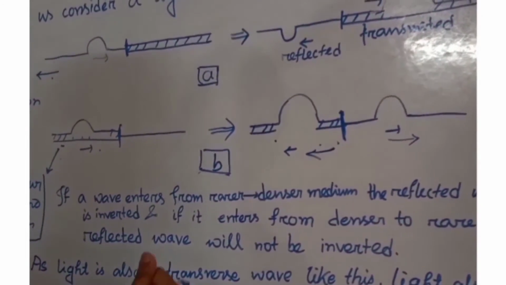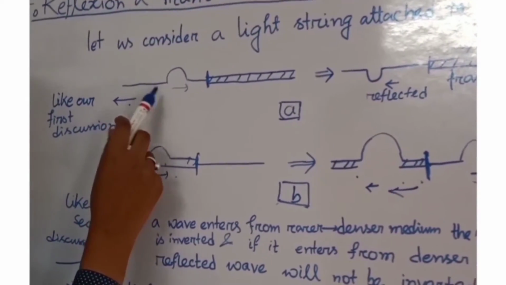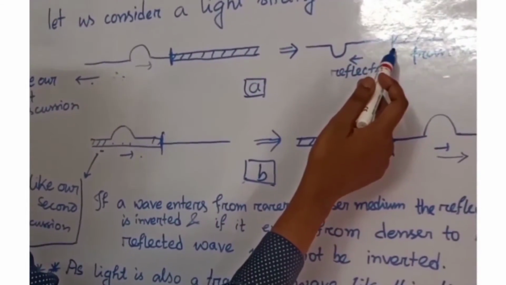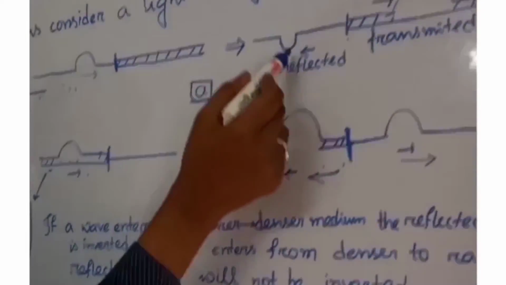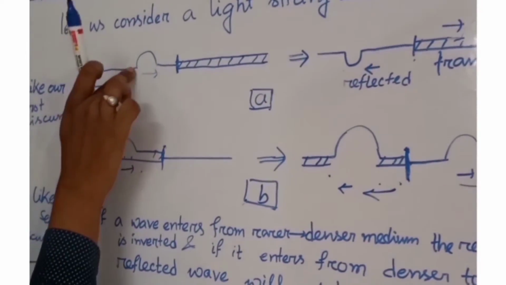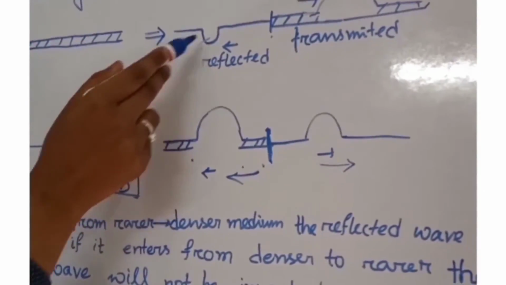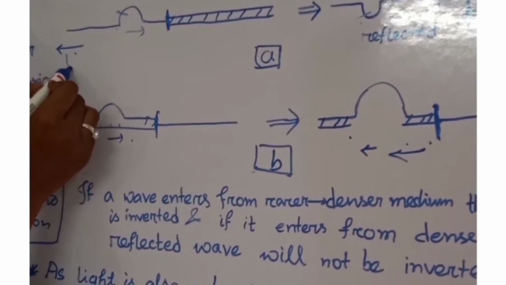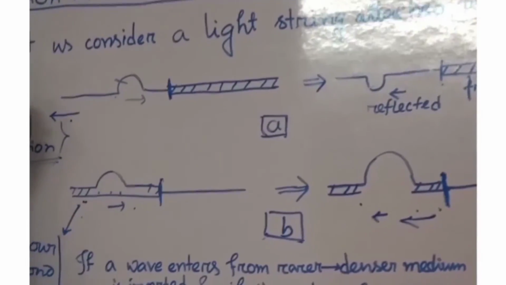But the main point is, when I make the pulse in the lighter string, then the reflected pulse is inverted from the given pulse. You can see that this pulse and this pulse have a phase difference of pi, for the reason I told in the previous discussion, our first discussion. Okay, this is the first case.